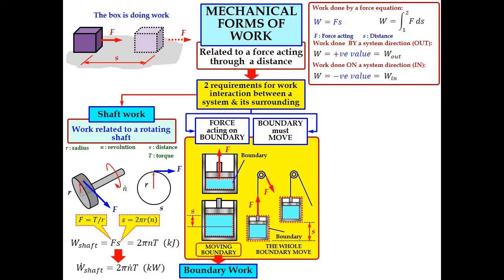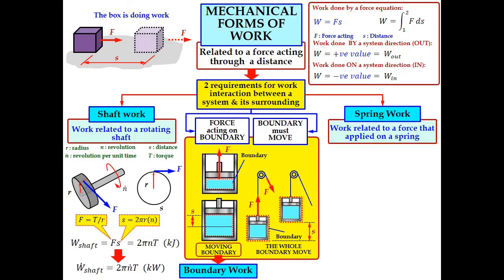So in rate form, W shaft dot equal to 2 pi N dot multiplied by T, the unit will be kilowatt, and N dot is actually revolutions per unit time. Okay, the other mechanical form that we will discuss is spring work, which is the work related to a force applied to a spring.